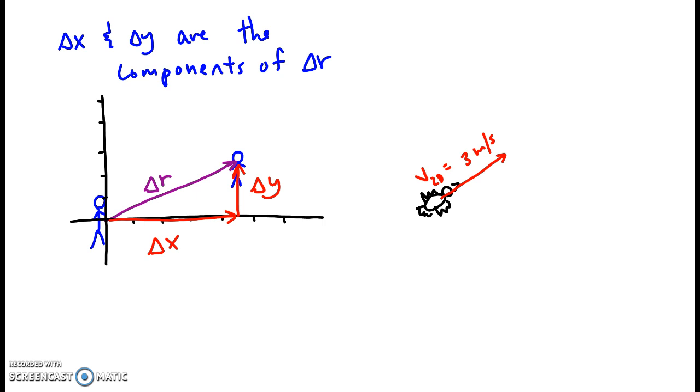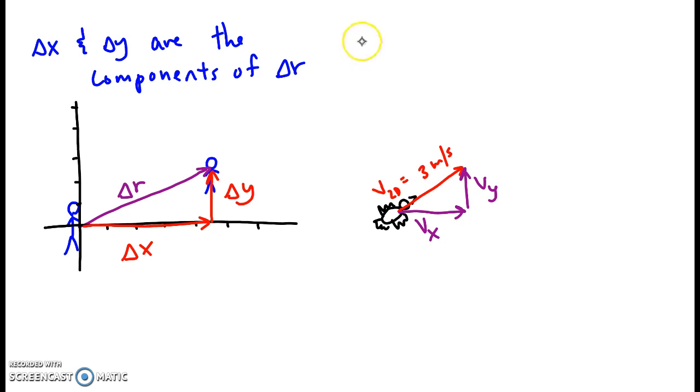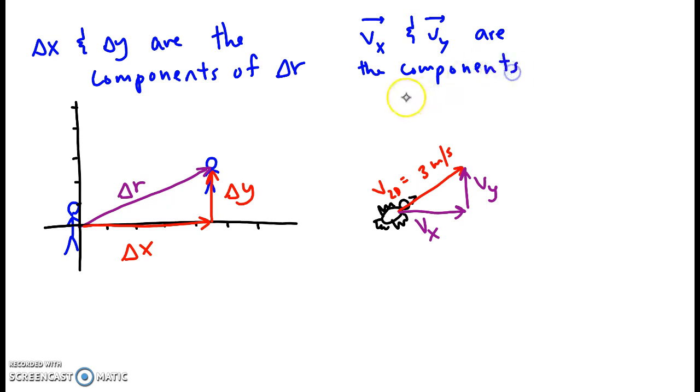And we could talk also about how fast the bird is moving to the right, and how fast the bird is moving upward. So the x-axis component, or part, that's Vx. The y-axis component, or part, that's Vy. So just as we did before, we can make a statement. Vx and Vy are the components of a two-dimensional velocity. Any others we can do?